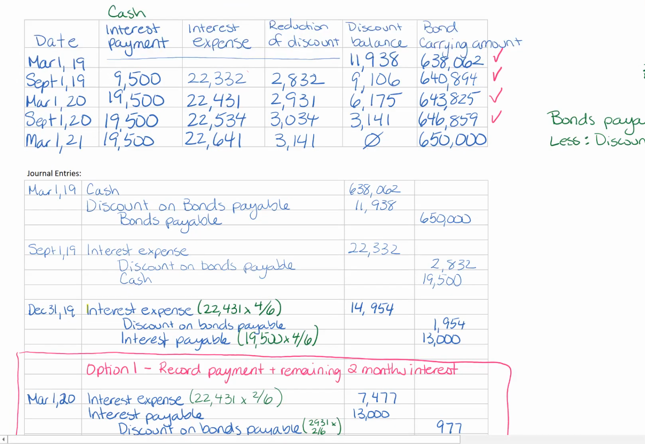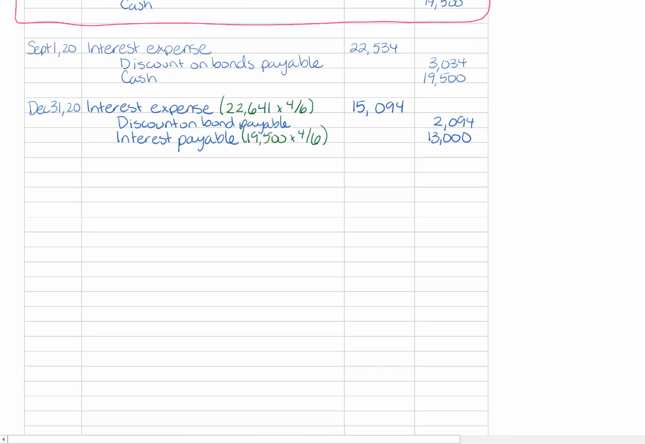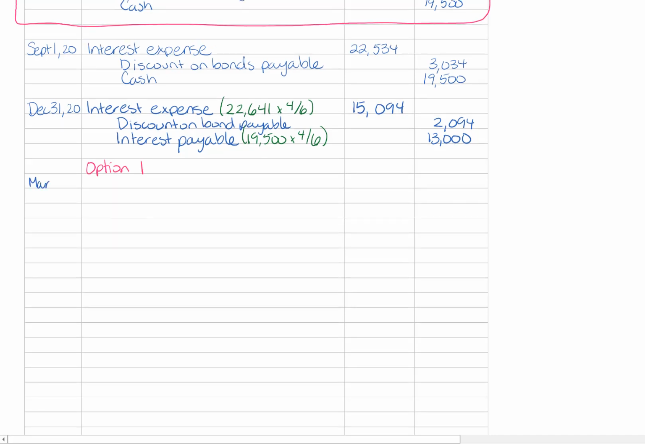Now at March 1st, 2021, which is going to be our last interest payment, again, I'm going to run through the two options for you. So option 1 is just to record the interest expense for the remaining 2 months, clear out that interest payable account, record the reduction in discount on bond payable for the remaining 2 months, and then pay out your cash for $19,500. I'm doing the calculations slightly different this time just to show you a different way of doing this.